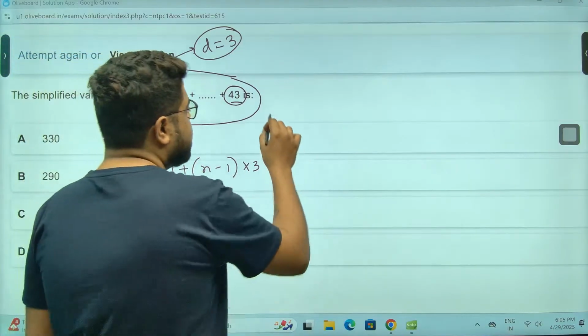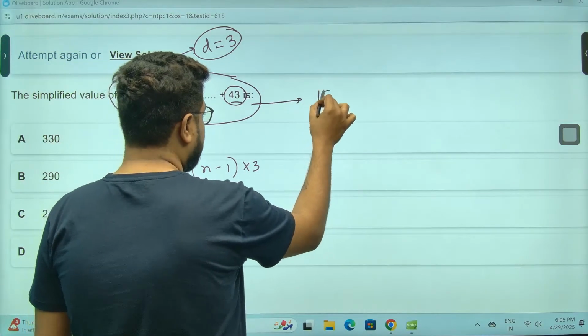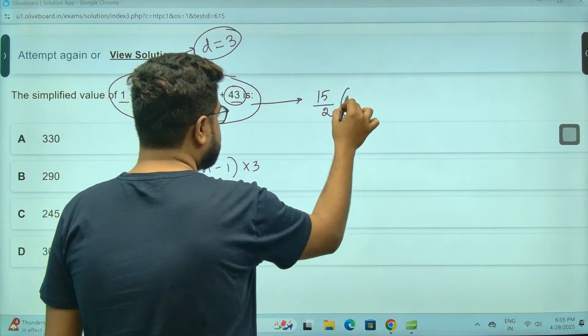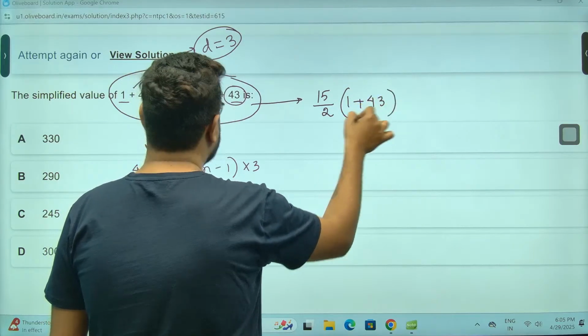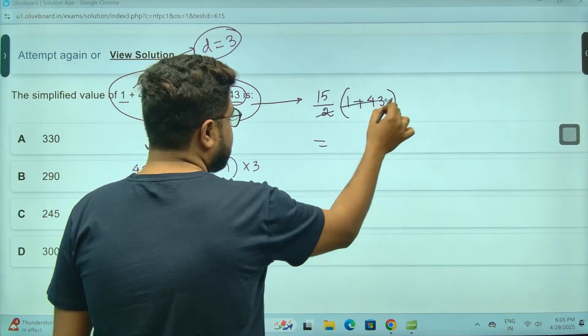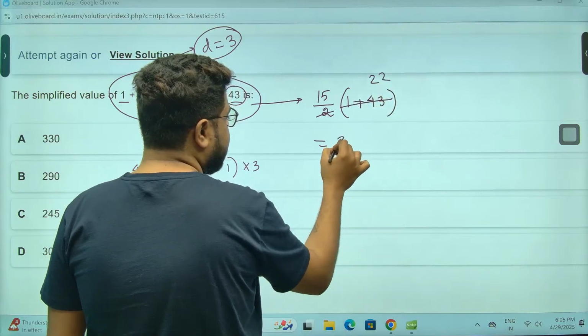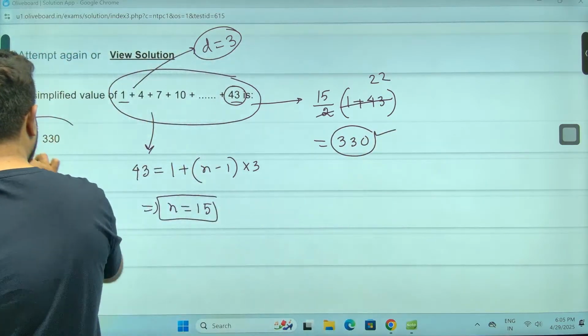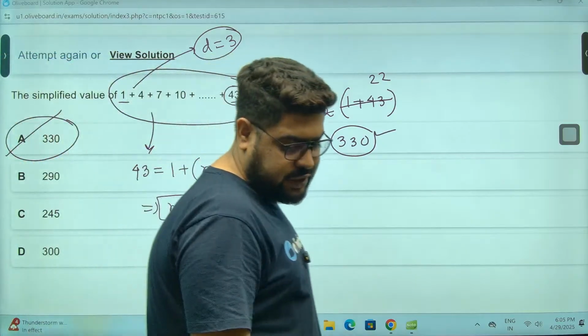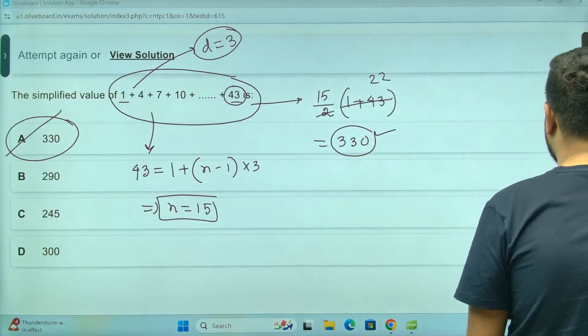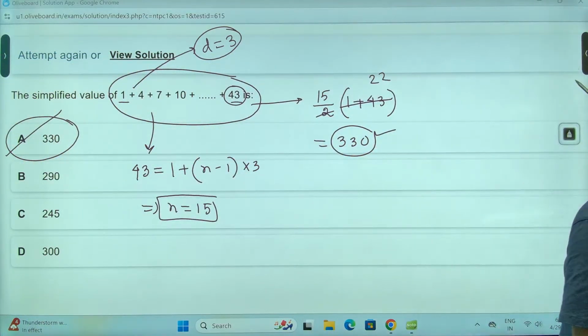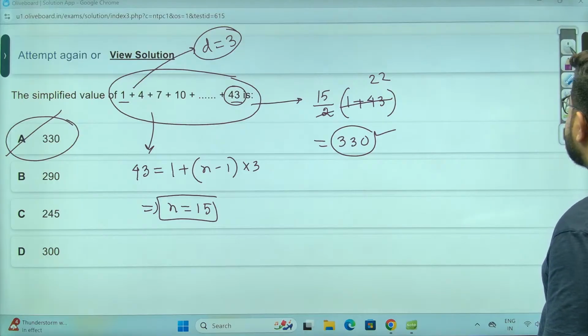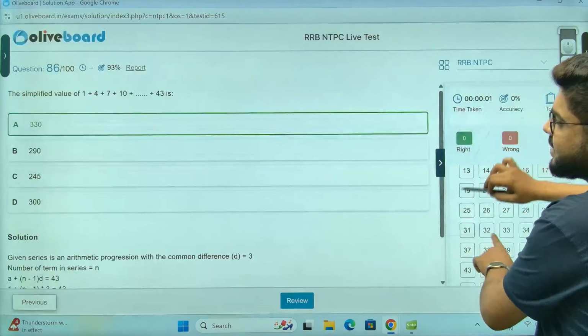Done. The answer will be n by 2, 15 by 2, into first term 1 plus last term 43, which is 44. That is 22, so 15 into 22 is 330. That is the answer. Option A. Yes, you are absolutely correct. Option A, 330 is most definitely the correct answer.